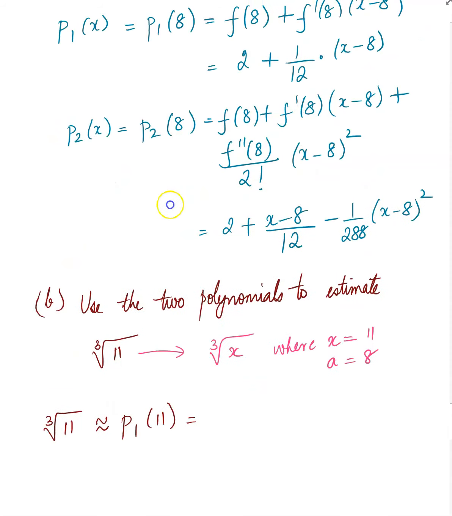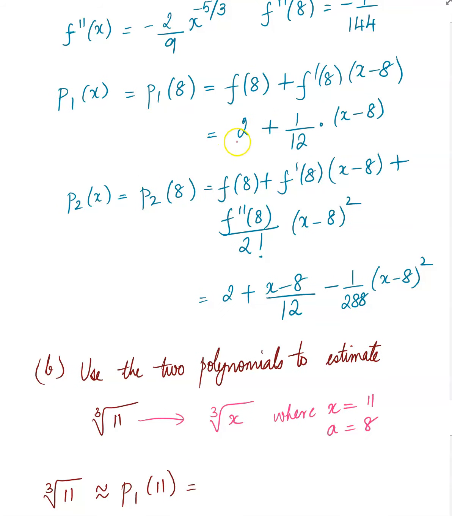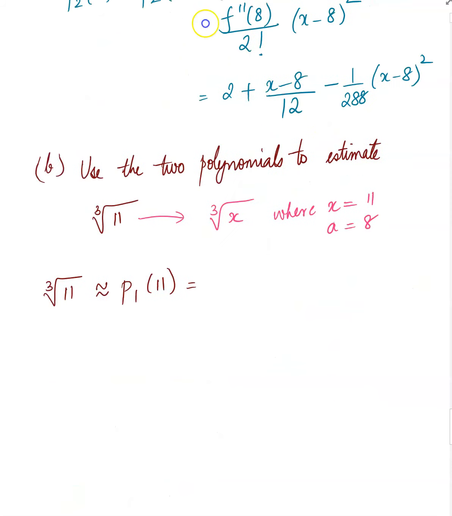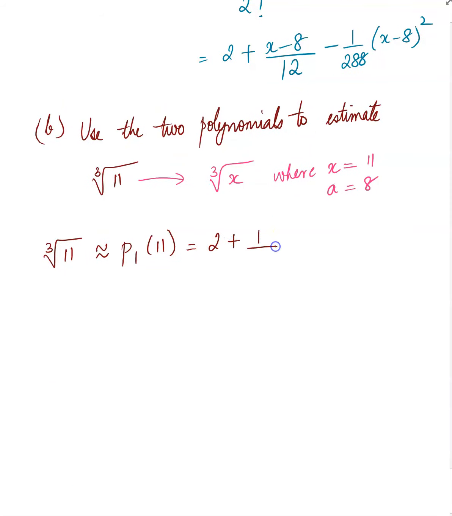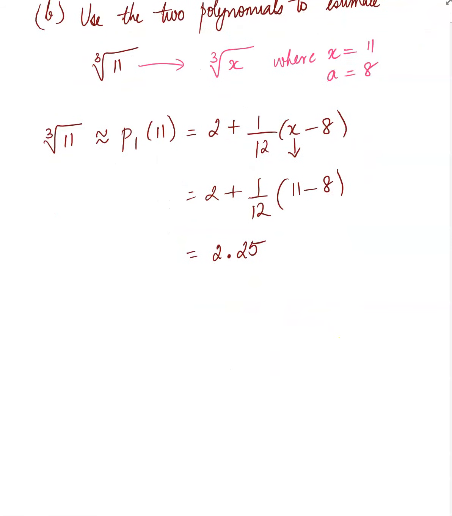So I'll just come back here. We'll just use right here. So P1 of x was 2 plus 1 over 12 times x minus 8, right? I'll just write that. And here x is 11, so 2 plus 1 over 12 times 11 minus 8. So you get 3 over 12, 4. Because we want an approximate answer, a numerical answer, you want to give it as a decimal. In this case, it was fine because it was a terminating decimal number, so there was no problem in getting the answer in decimal form.